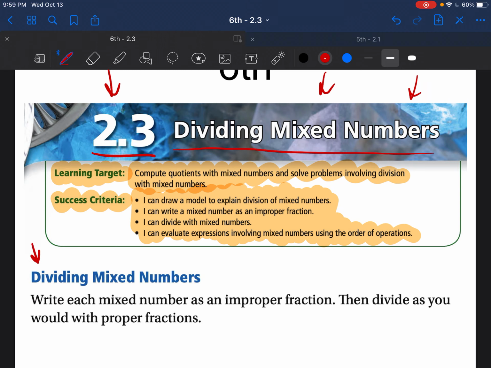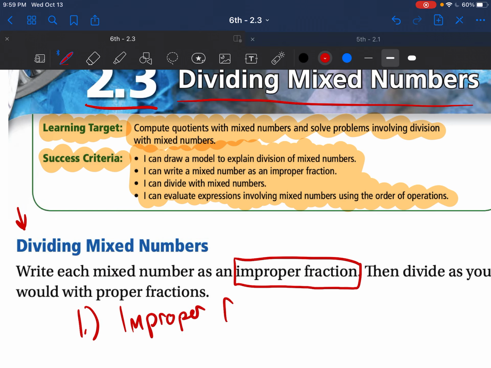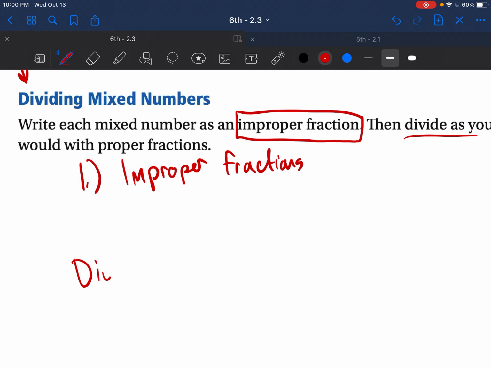One thing that we do need to know about dividing mixed numbers, well, this is basically the rule that you just need to know. When you are dividing mixed numbers, first thing you need to do is write them into improper fractions. So step 1, improper fractions. And then step 2, divide fractions how you normally would. Let's remind ourselves on how we divide fractions.